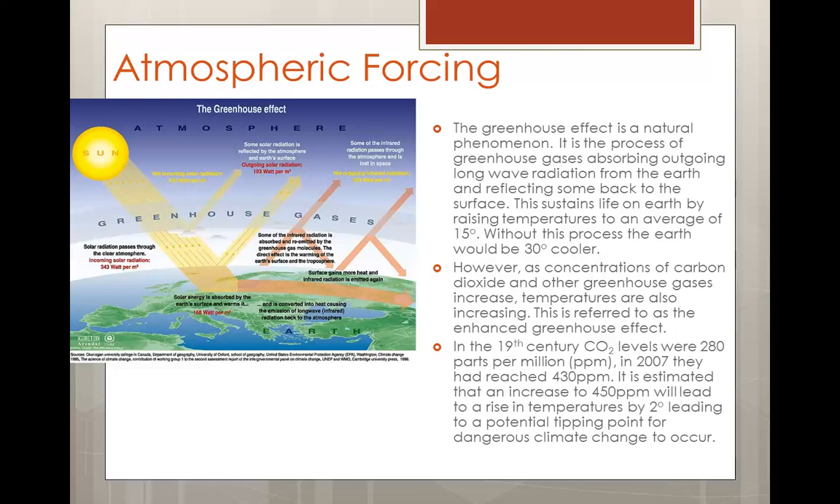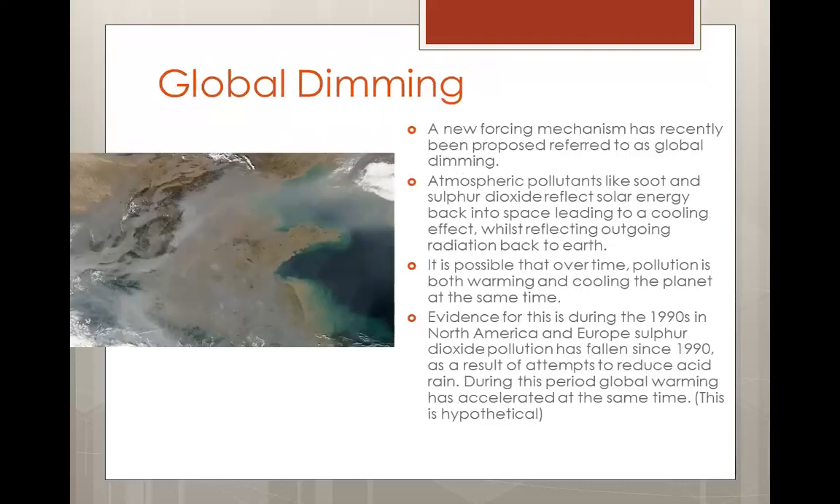Now, this is the most common cause to date, and that's atmospheric forcing. This is the common greenhouse effect. You must remember that the greenhouse effect is a natural process, but the increasing levels of carbon dioxide is causing this to intensify. And there is a concern that we're going to reach a tipping point, which will mean that the Earth's climate will continue to heat up further and further. And our final issue is global dimming.